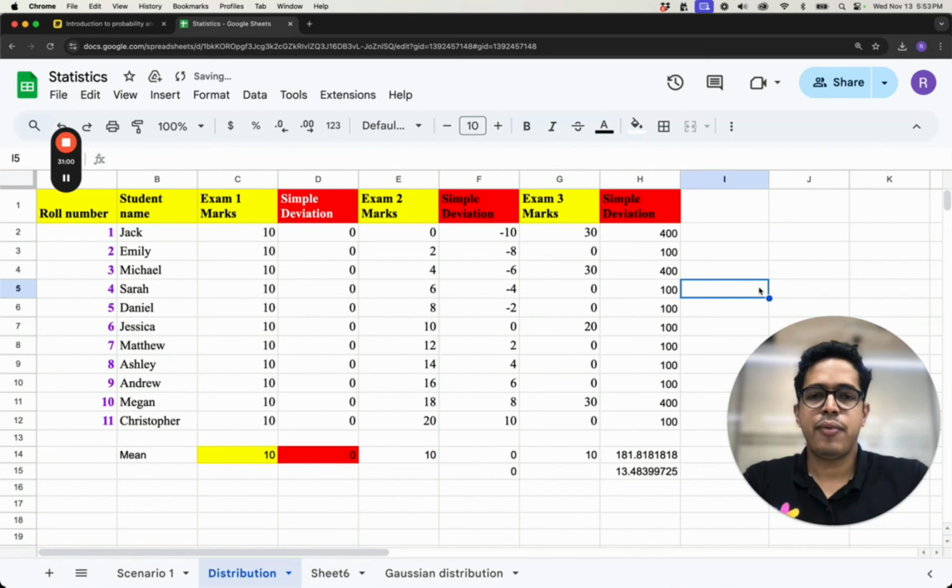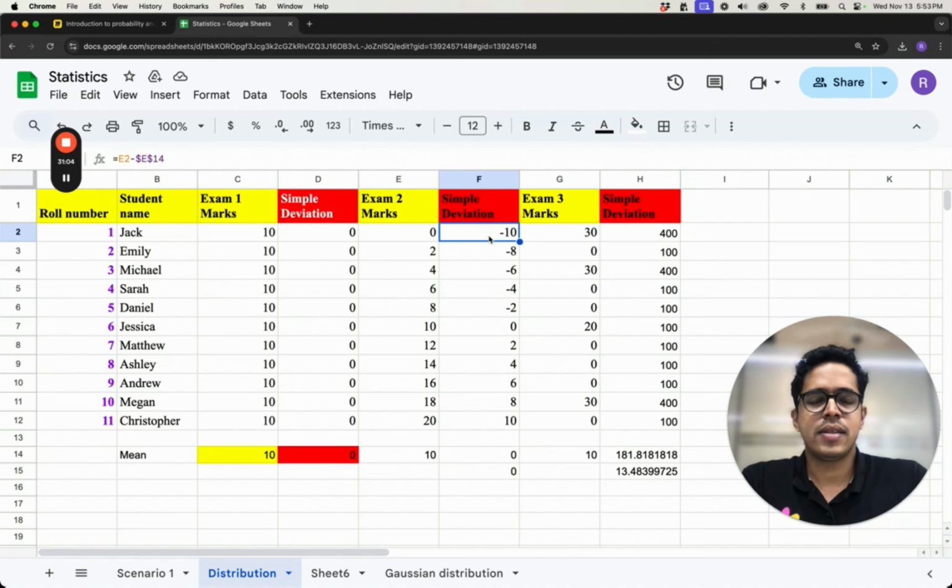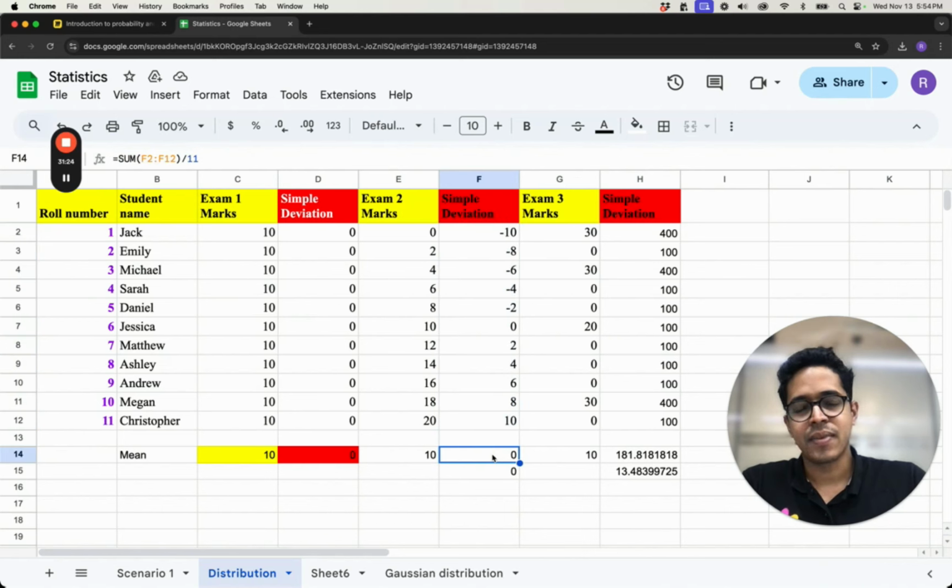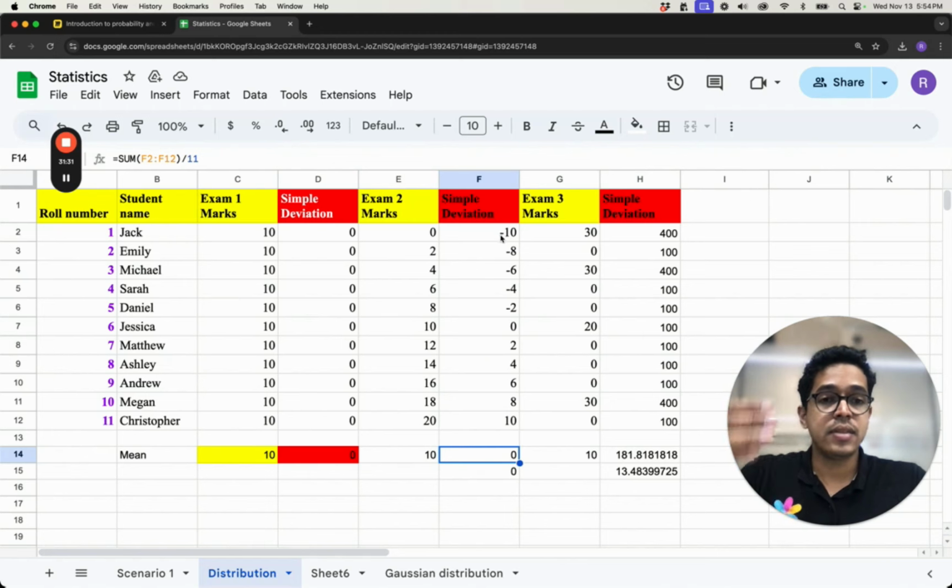So now, if we look at a simple deviation, we can see that the deviation of this person from the central tendency of 10 is minus 10. Deviation of this person, Emily, in exam 2 from the central tendency of that particular exam is minus 8, minus 6, minus 4, etc. So simple deviation is not enough. Because if we add up all the simple deviation, we are getting 0 in this case. So from this, you will conclude that, oh, the mean is 10, the deviation from the mean is 0. That is not true, right? Because there is deviation from the mean.